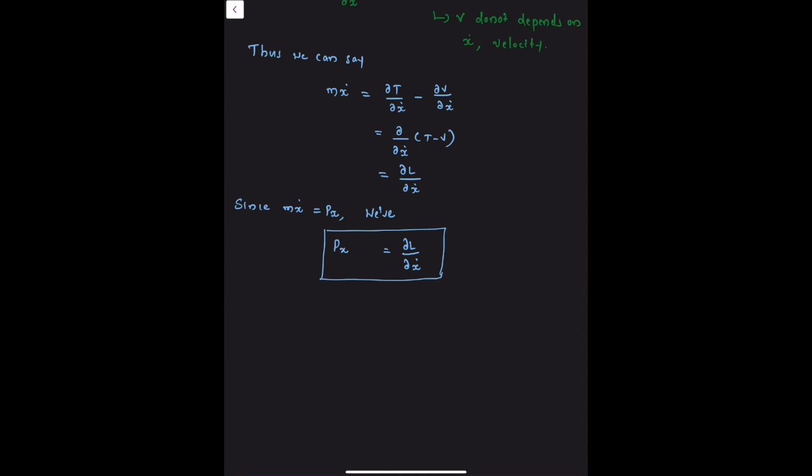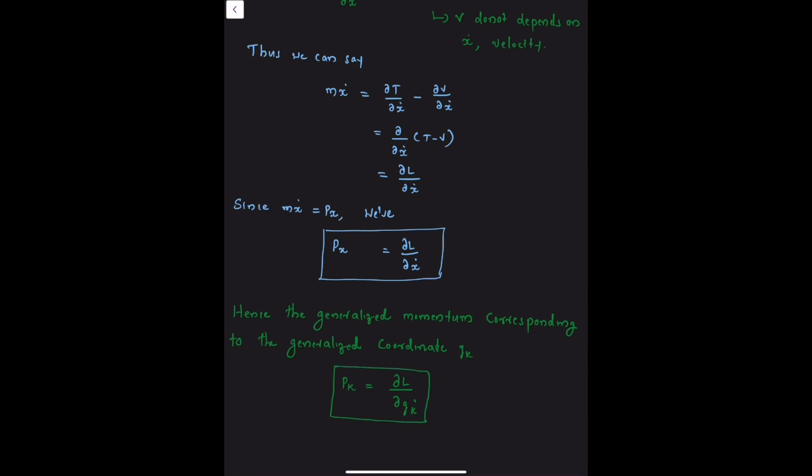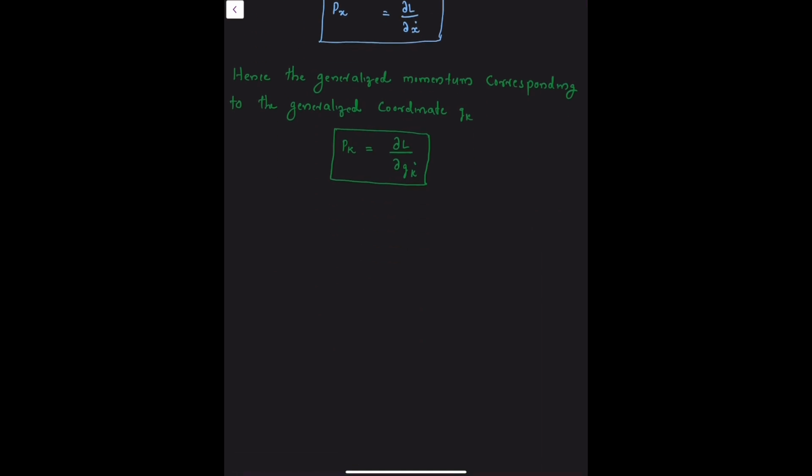Now we can extend this idea to the generalized momentum. Suppose pk is the generalized momentum corresponding to the coordinate qk. Now we can write the generalized momentum corresponding to the generalized coordinate qk as pk equal to dou L by dou qk dot. This is the relation connecting the generalized momentum and the Lagrangian.